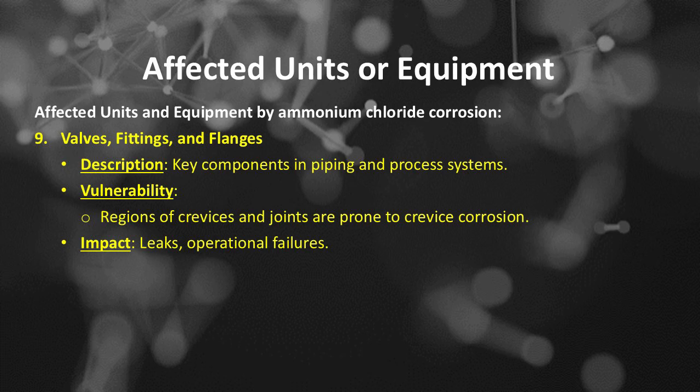Number 9 is valves, fittings, and flanges. Description: key components in piping and process systems. The vulnerability of ammonium chloride corrosion to valves, fittings, and flanges includes regions of crevices and joints are prone to crevice corrosion. The impact: leaks, operational failures.